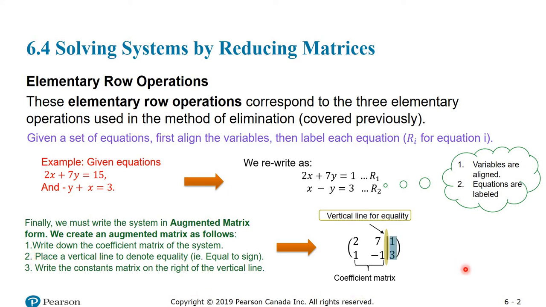And thereafter, on the right-hand side, we write down the constants matrix. So that's what's been done here. So this matrix here, expressed as follows, is called an augmented matrix. So this is the procedure you will now follow. Given a system, realign the variables, you will have to label your equations and write it in augmented matrix form.